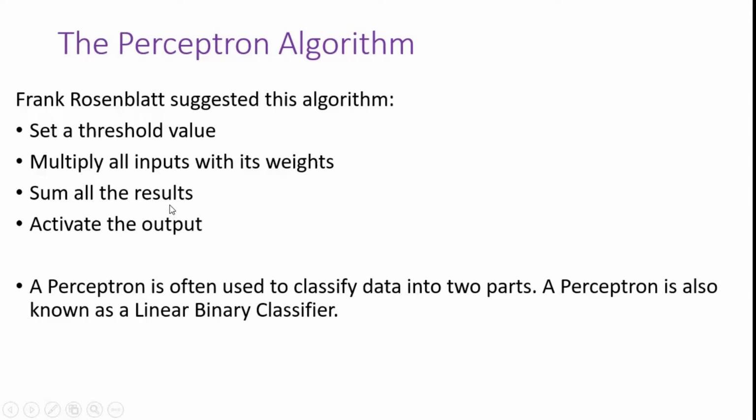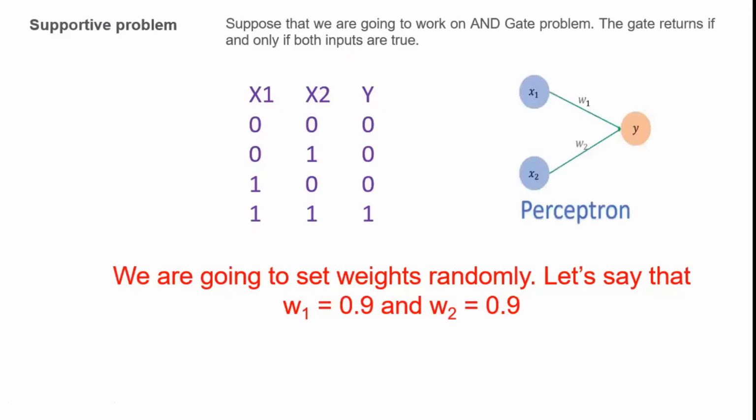A perceptron is often used to classify data into 2 parts, and it is also known as a linear binary classifier. Let's come to the AND Boolean gate. Here, for the AND Boolean gate, I took x1 and x2, and the y value is the actual value. We can also see the weights, weight 1 and weight 2, and the y value.